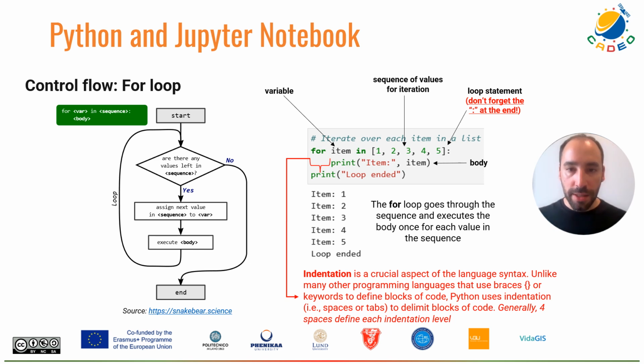So you define the sequence you want to go through, and then the for loop will automatically handle the process of moving from one item to the next and running the code for each of them.